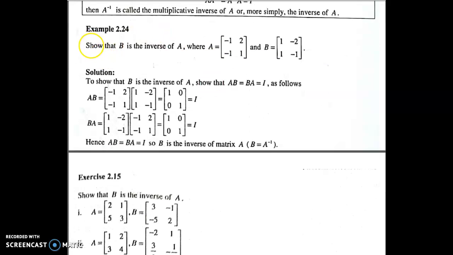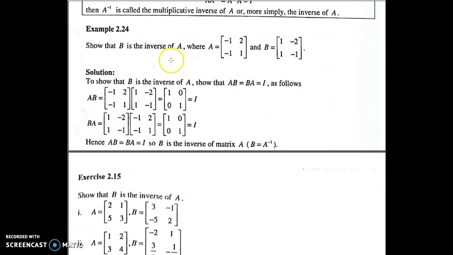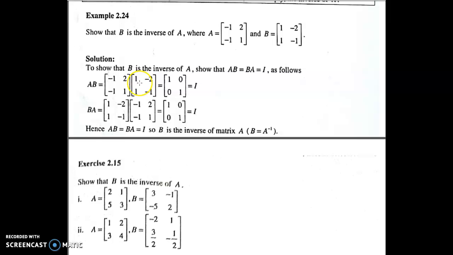Okay, so let's see an example. Show that B is the inverse of A, where this is matrix A, and this is matrix B. To show that, by applying what is told in definition 2.2, we just prove it by multiplying A with B, and we should get the identity matrix. And we go the other way around, B and A, we should also get the identity matrix. When we get the identity matrix, we can say that hence A times B equals B times A equals identity. So B is the inverse of A.